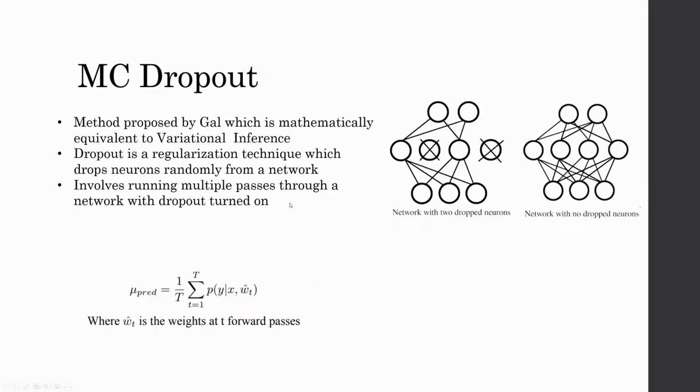So we also have another variational inference method that we want to look at here. We're going to look at both of these compared to just a basic softmax response, but Gal proposed Monte Carlo dropout.